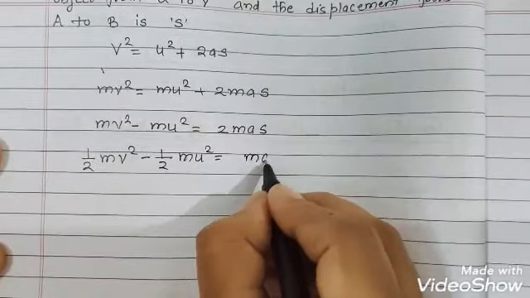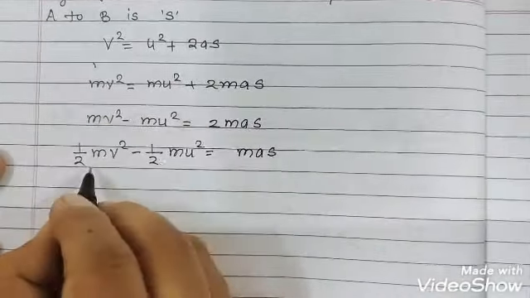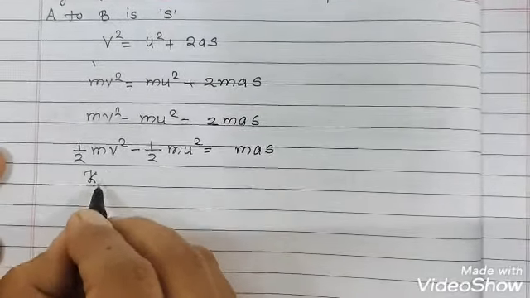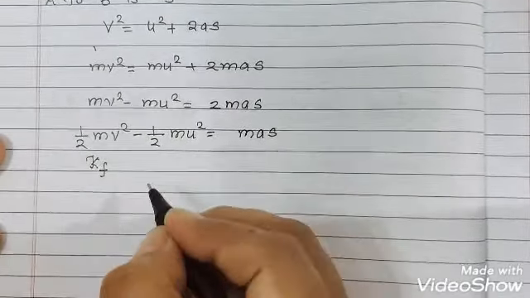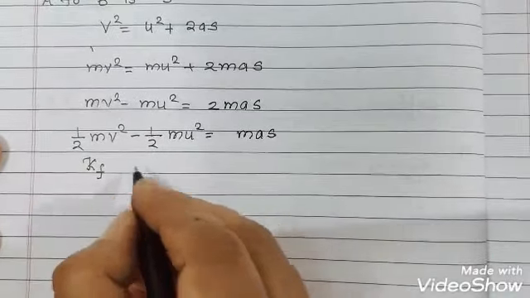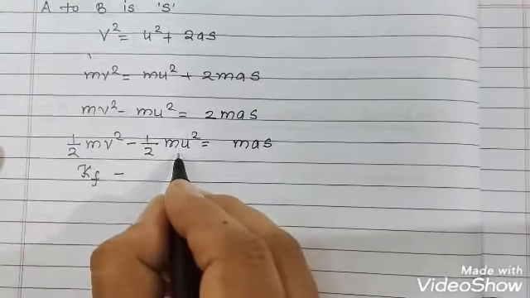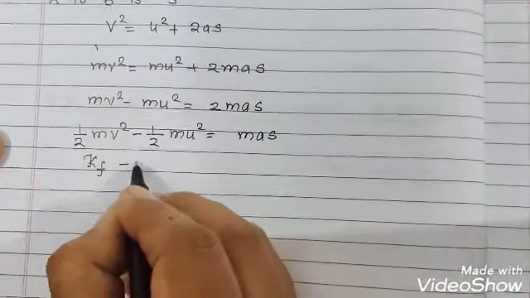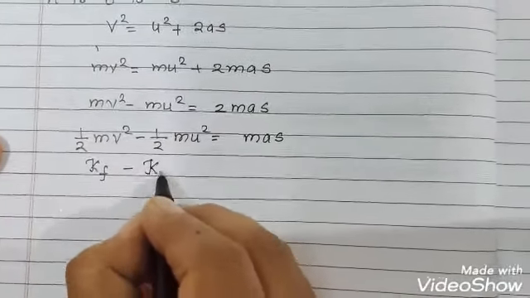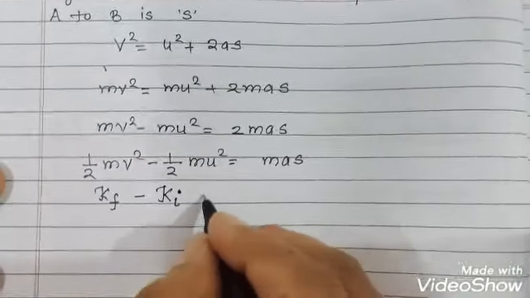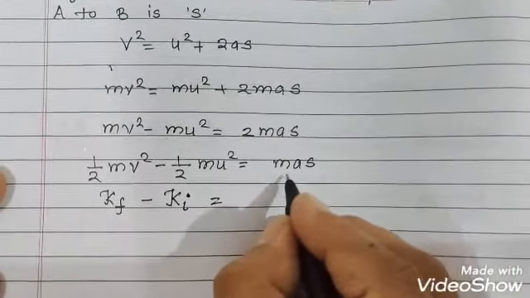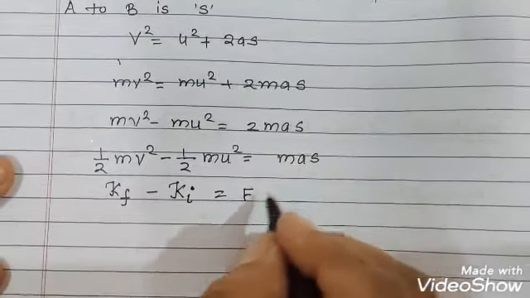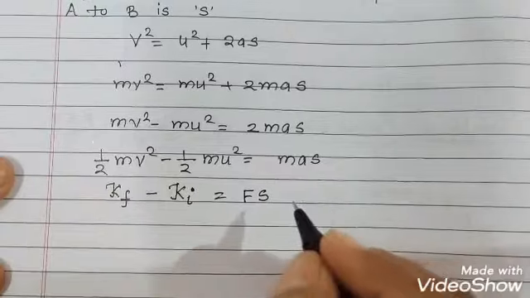and that is equal to mas. Half mv square is the kinetic energy, but this is the final kinetic energy, and we are writing this as Kf. Half mu square is the kinetic energy, and this is the initial kinetic energy, and we are writing this as Ki. Here you will see mass into acceleration, that is equal to force, and this is displacement s.